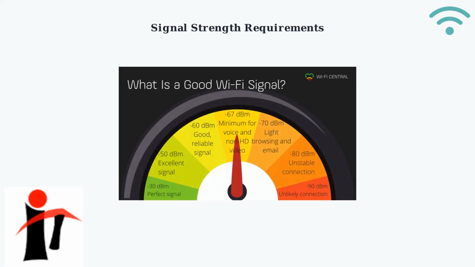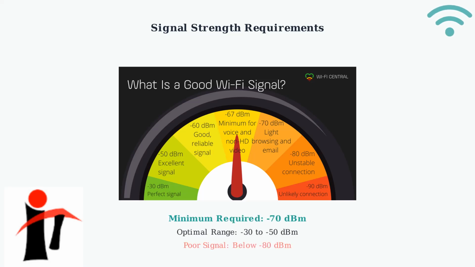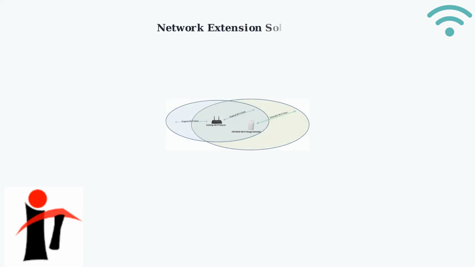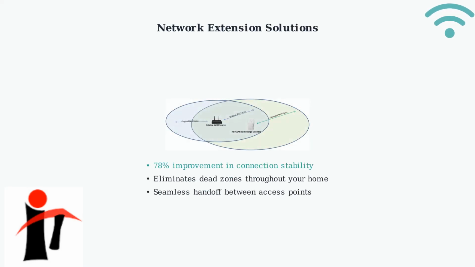Signal strength is critical for stable connectivity. Your EETV Box Pro requires a minimum signal strength of -70 decibels milliwatts for reliable streaming. Anything weaker will result in buffering and disconnections. If your signal strength is insufficient, Wi-Fi extenders and mesh network systems provide excellent solutions. Research shows that mesh networks improve connection stability by 78% compared to single router setups.